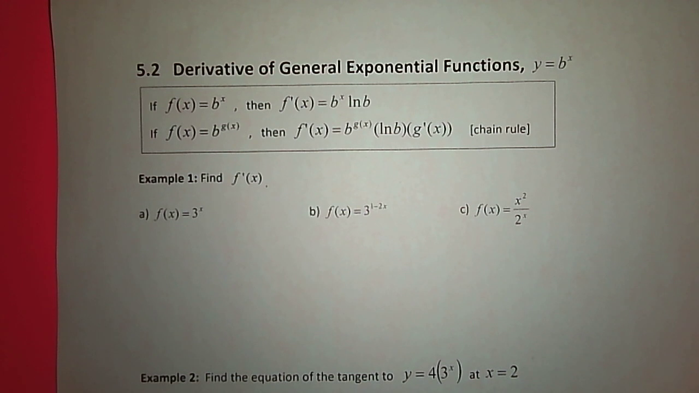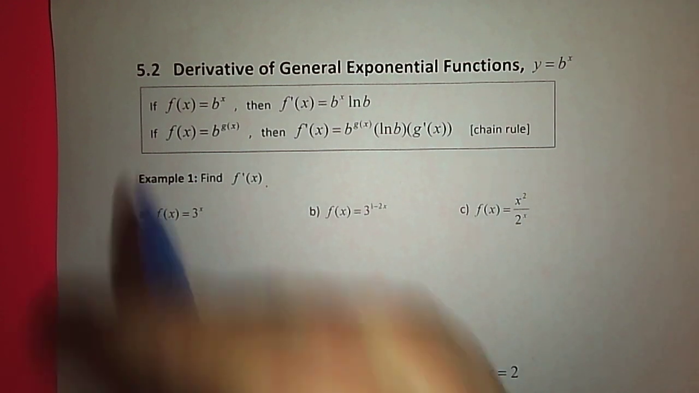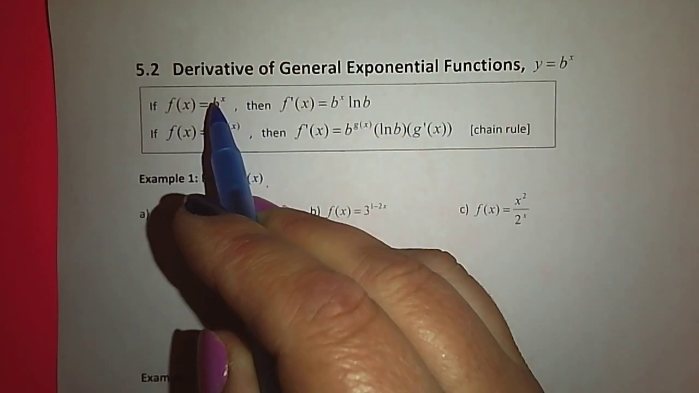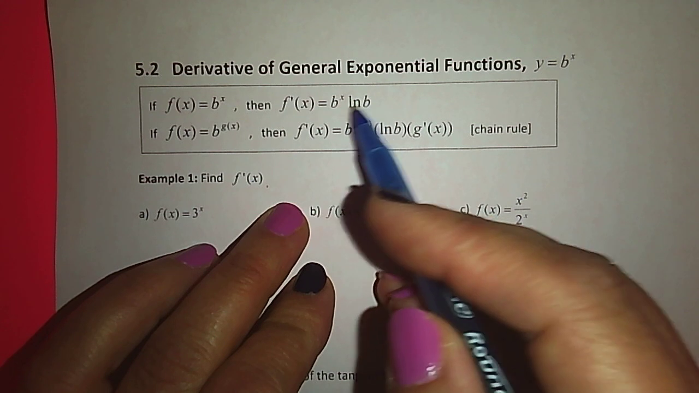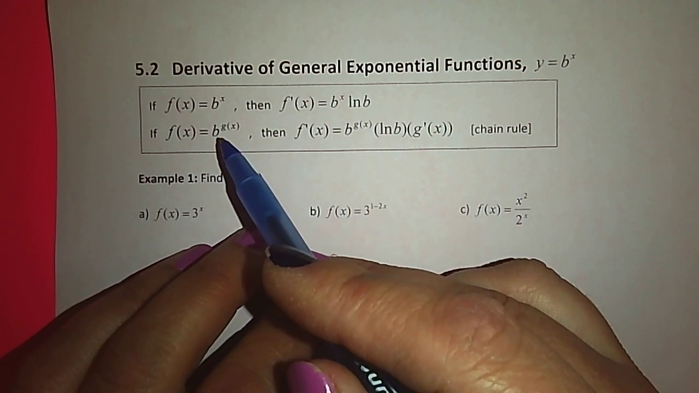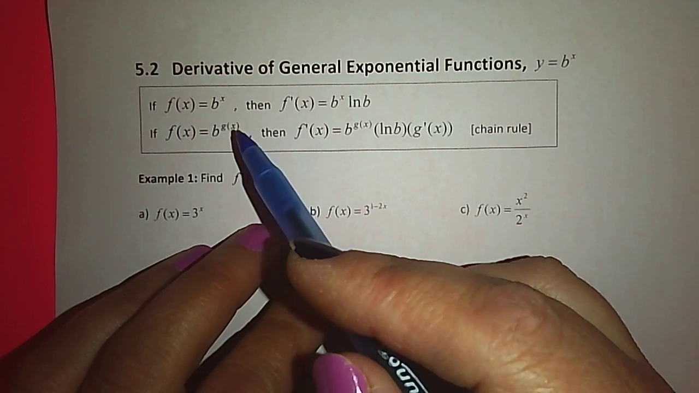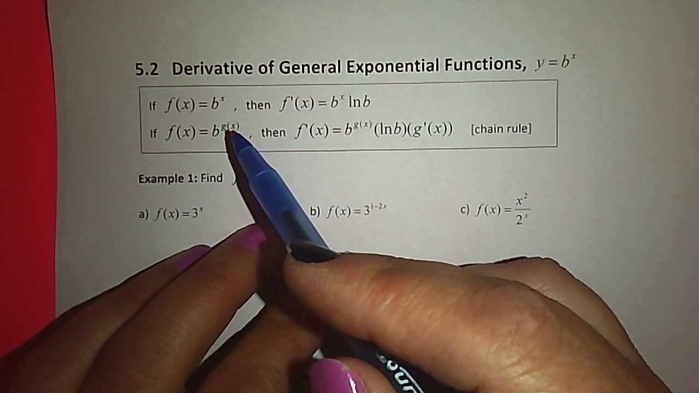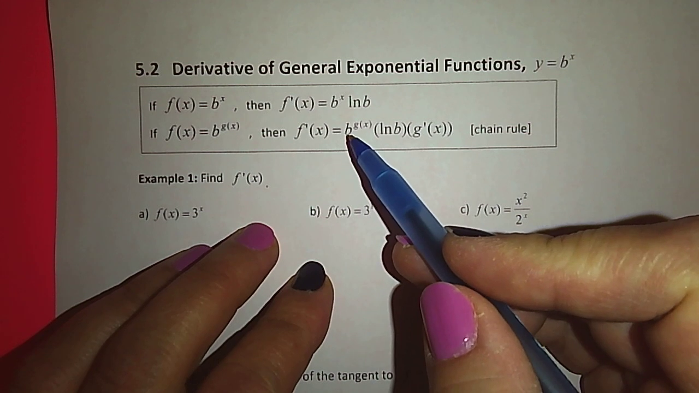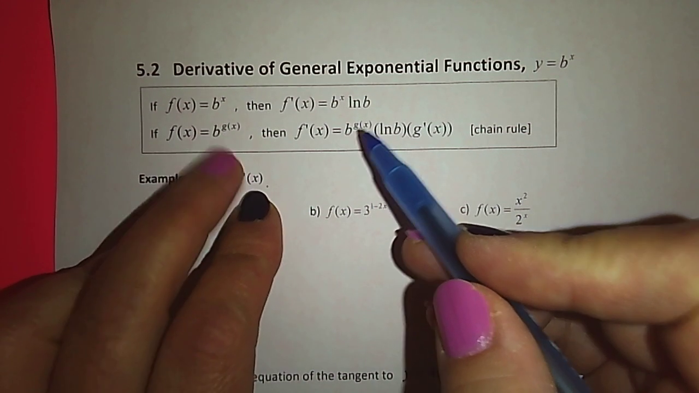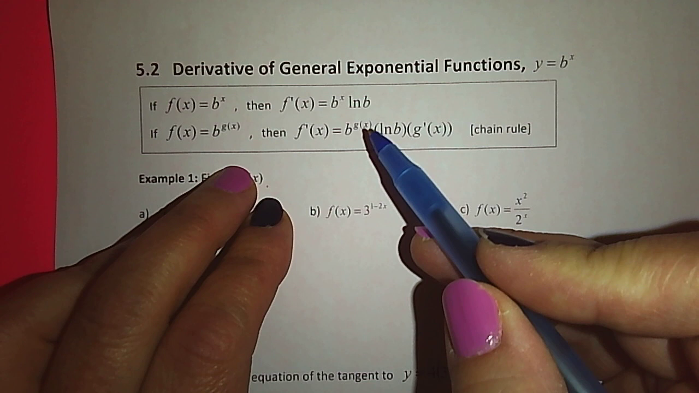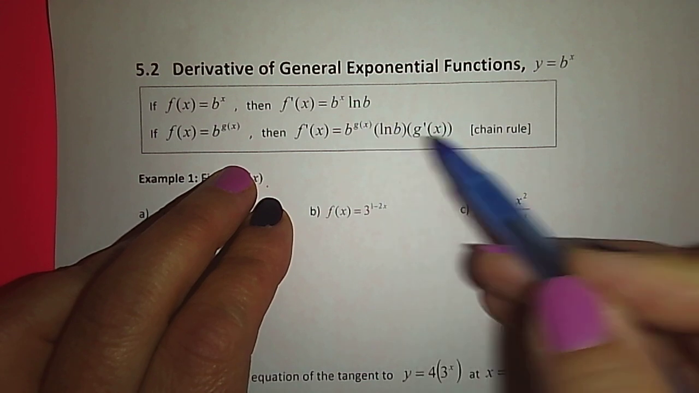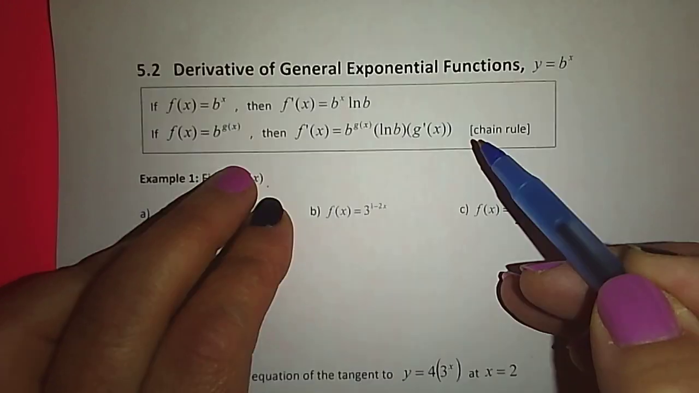Let's remember, for exponential functions the base must be a positive number and it cannot be 1. So if we have f of x equals b to the power of x, the derivative is going to be b to the power of x times ln of the base. If we have b to the power of g of x, so the exponent is not x but a function of x, then when we take the derivative, we keep b to the power of g of x, the same as the original function. Then we multiply this by ln of the base. Then we take the derivative of the exponent and multiply the whole thing by that. So this is the chain rule for derivatives of exponential functions.